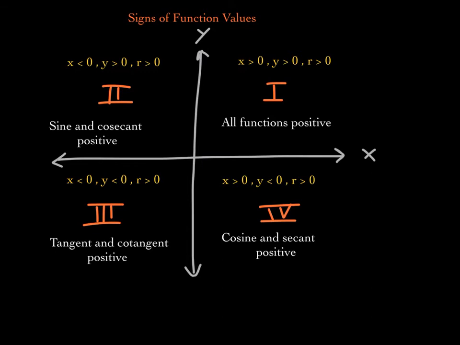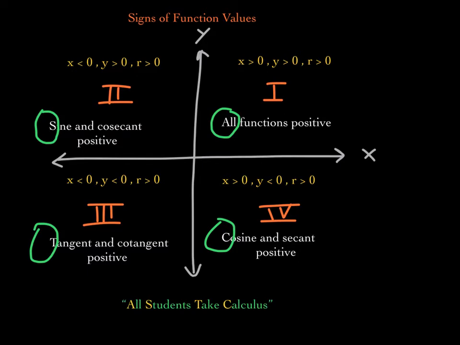Now, some people use a very popular phrase to help them remember all of this, and I don't mind sharing it with you. All students take calculus. This phrase might help you remember which functions have positive function values, okay? All functions are positive here. Students, that means sine is positive here. And if sine is positive, cosecant's also positive by default. All students take, okay, tangent's positive here, which means cotangent's also positive. Calculus, so cosine is positive here, which means secant is also positive. Now, we know that's not true. All students take calculus, but that would be nice. So anyway, this information at the end of the day is really, really, really important. Remember the signs of your function values.